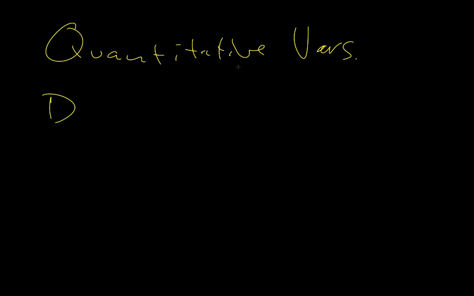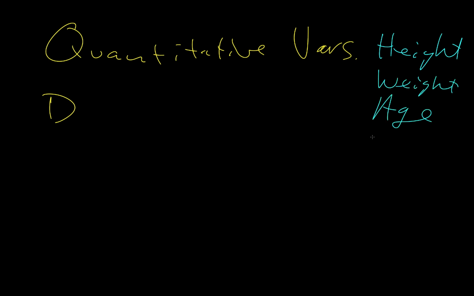So quantitative just means it's a number, right? So it can be like height, weight, age, number of siblings. Those are just all examples. Now, there's different types. So discrete and continuous.